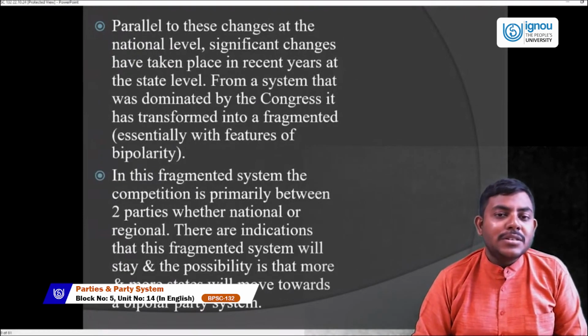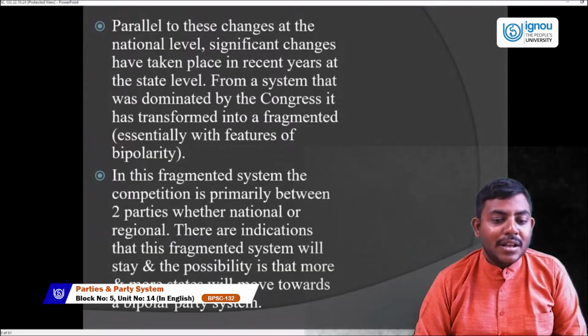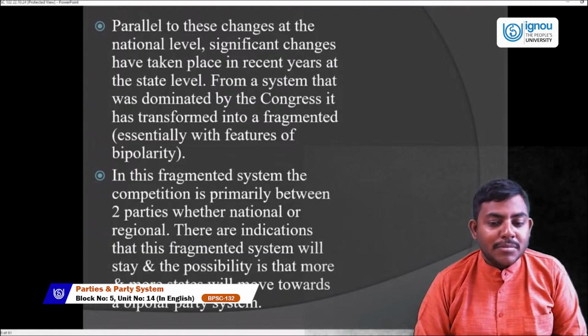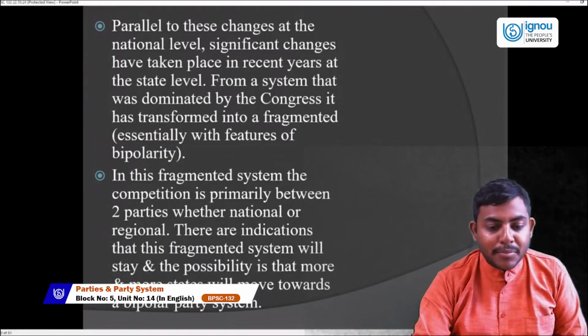And parallel to these changes at the national level, significant changes have taken place in recent years at the state level as well. In this fragmented system, the competition is primarily between two parties, whether national or regional. There are indications that this fragmented system will stay, and the possibility is that more and more states will move towards a bipolar party system.